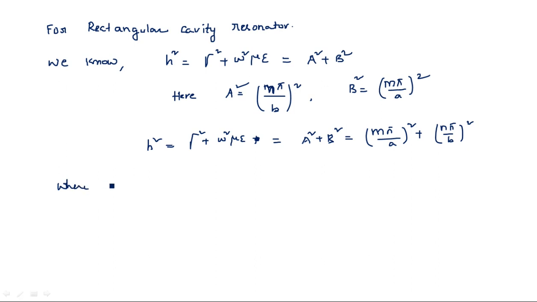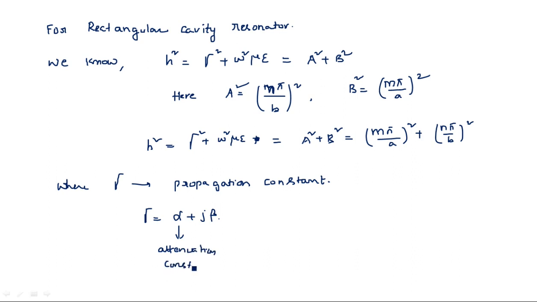Where gamma is nothing but the propagation constant. Propagation is in which direction? Conventionally, we take the propagation in the z direction. So gamma is equal to alpha plus j beta. What is alpha? Alpha indicates the attenuation constant.